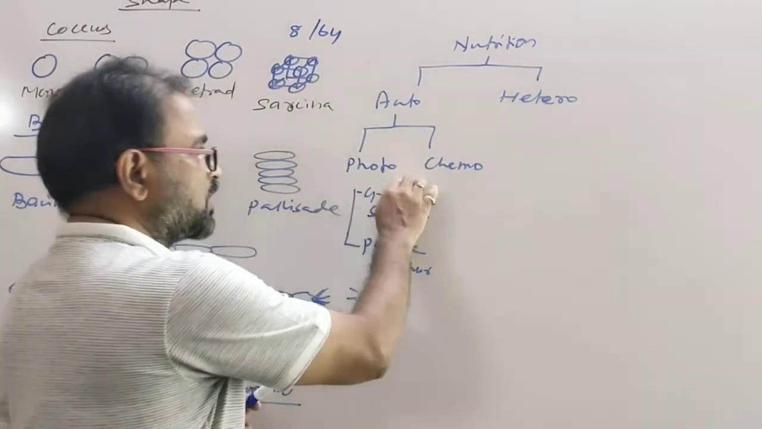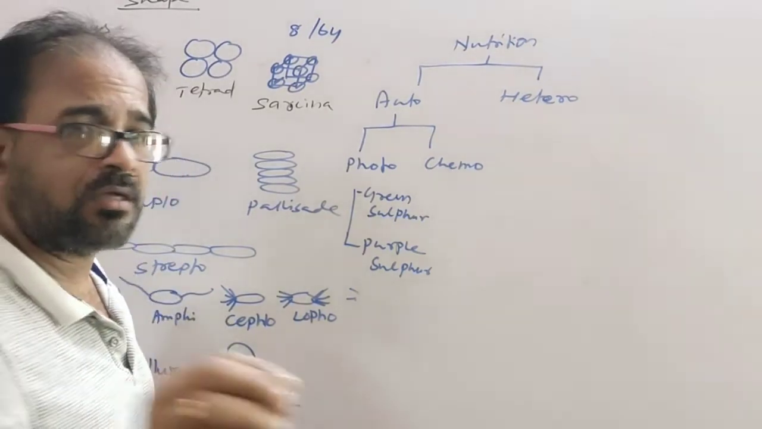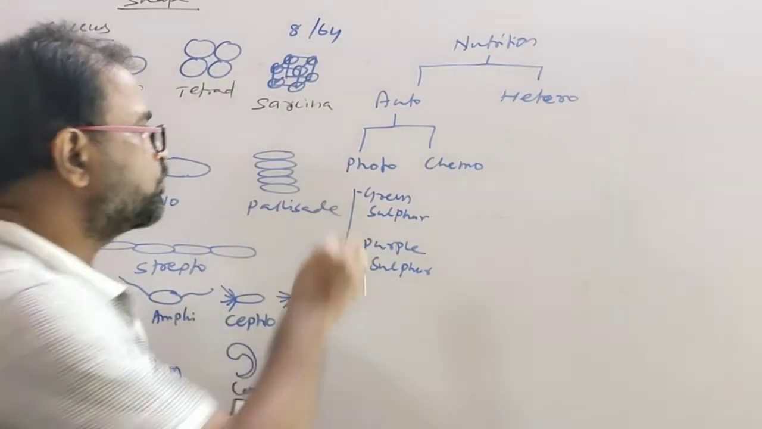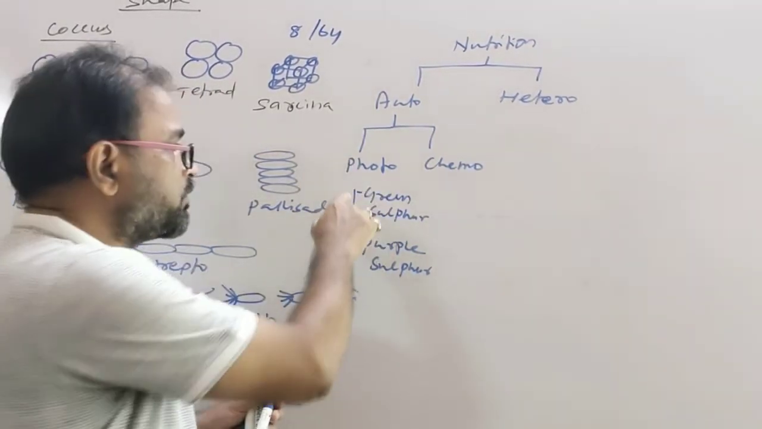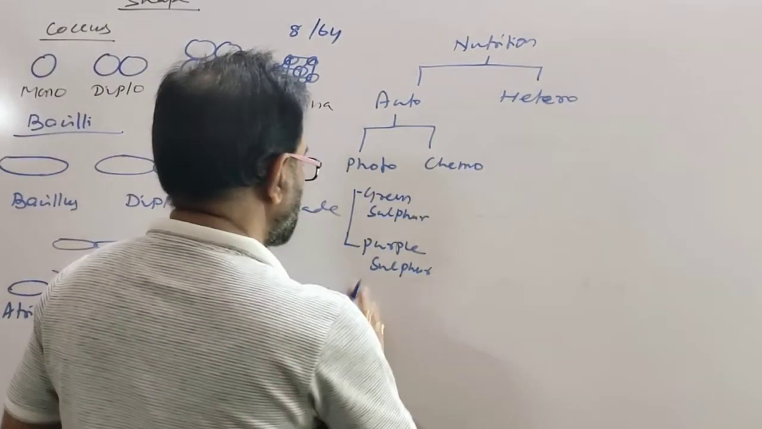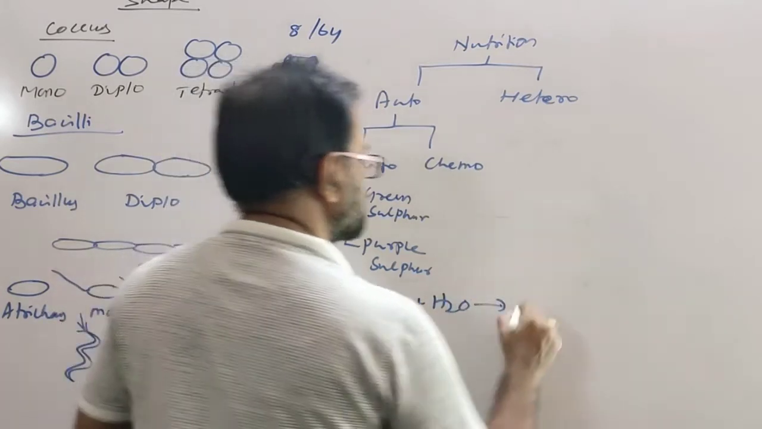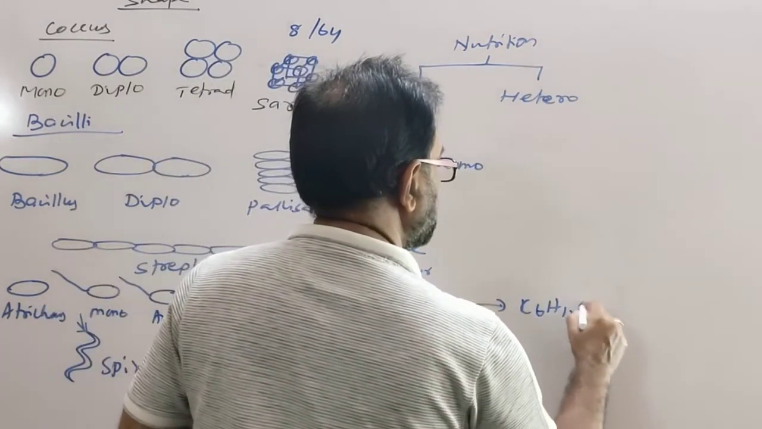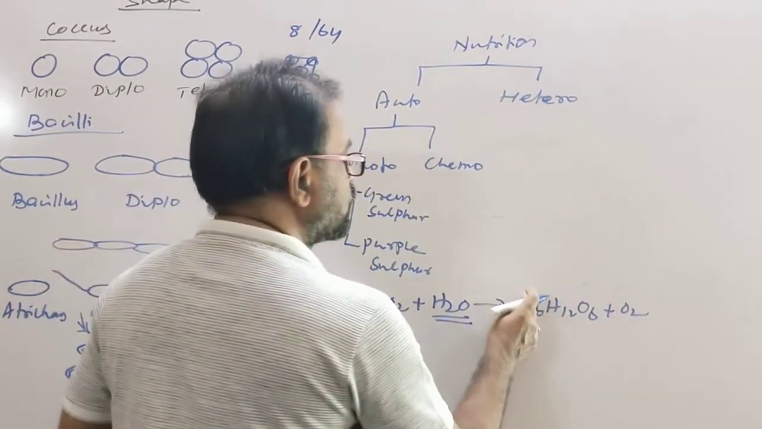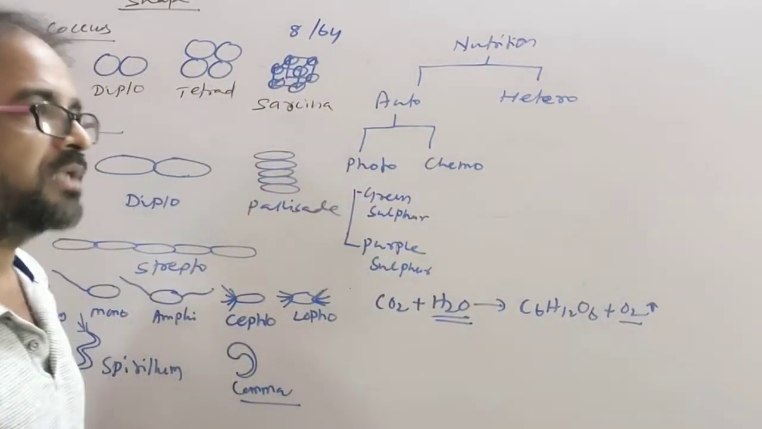But instead of chloroplast, here some chromatophores are present in a few bacteria. That chromatophore pigment helps in photosynthesis. But this type of photosynthesis is anoxygenic photosynthesis. Means in the case of plants, carbon dioxide combines with water to form glucose, and oxygen is released as a byproduct.